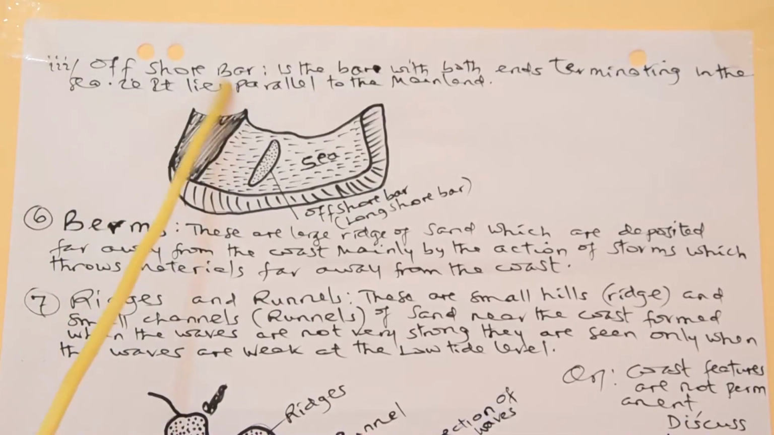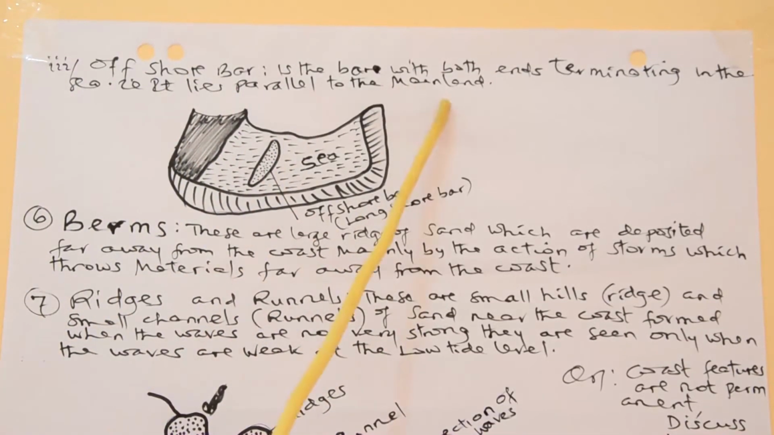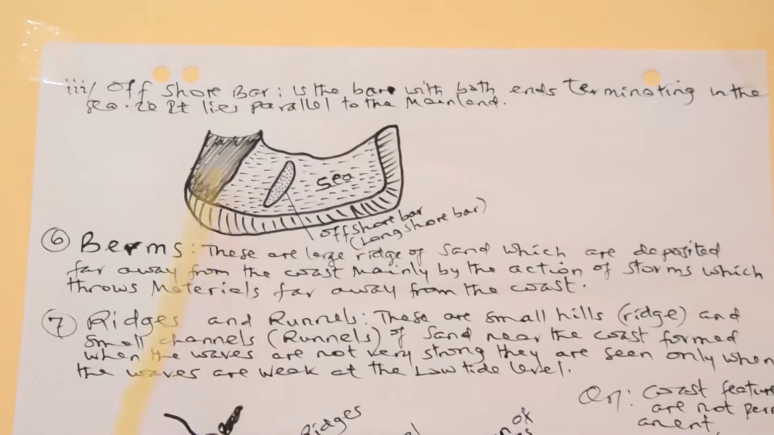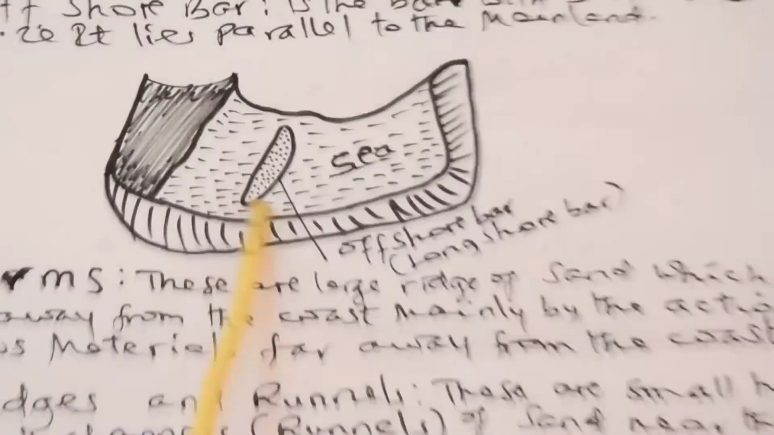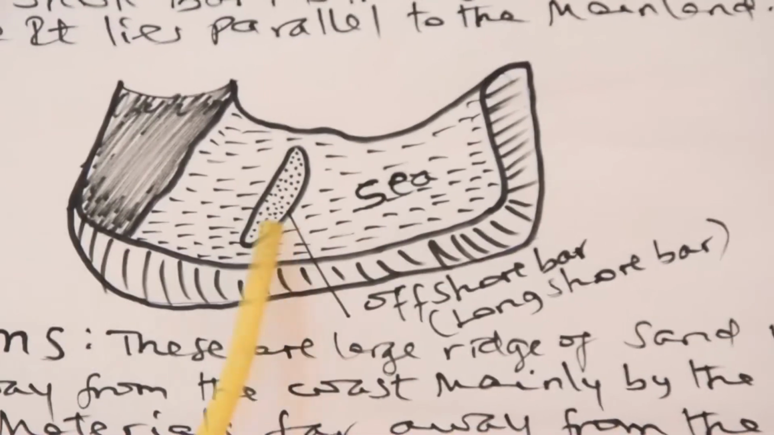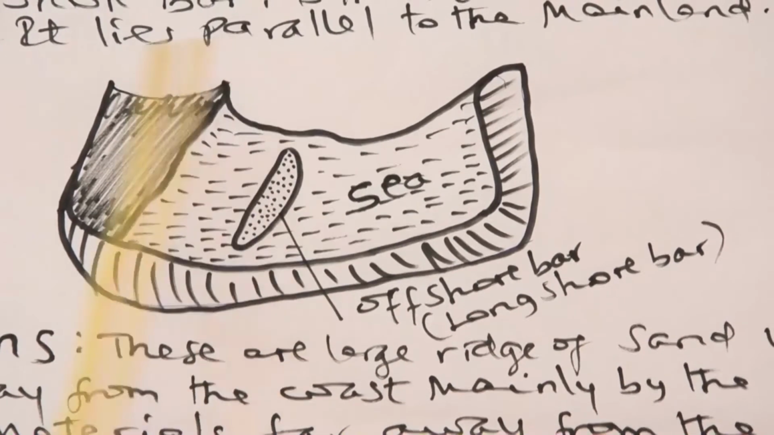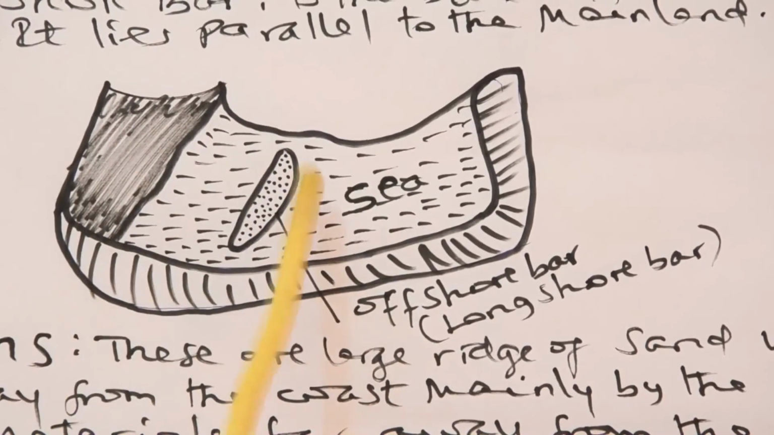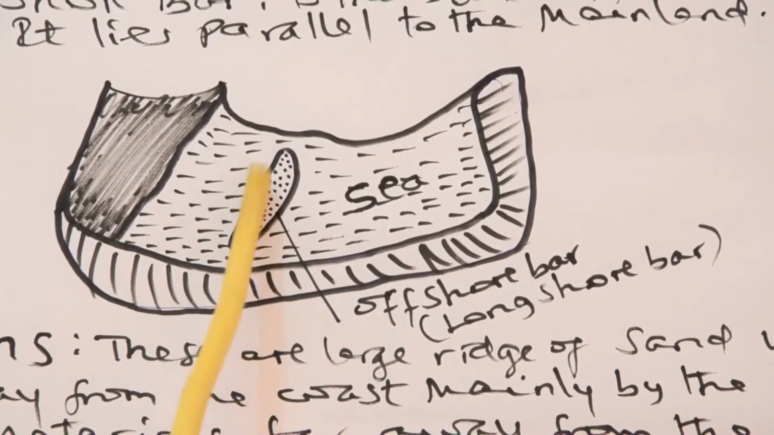Another feature is called the offshore bar. It is a bar with both ends terminating in the sea. It lies parallel to the mainland. This is material just lying within water bodies and surrounded by water, but not attached to the mainland or to the coast. Therefore, these deposition features remain as they are.